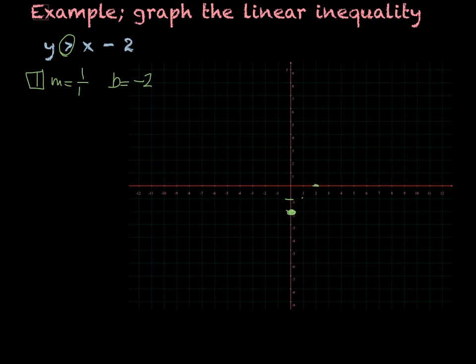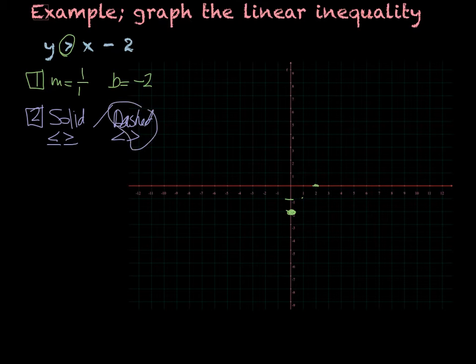Now step 2, is it solid or is it dashed? Okay, solid is less than or equal to, greater than or equal to; dashed is less than or greater than. This one is a greater than sign, so it's dashed. So I'm going to draw a dashed line.